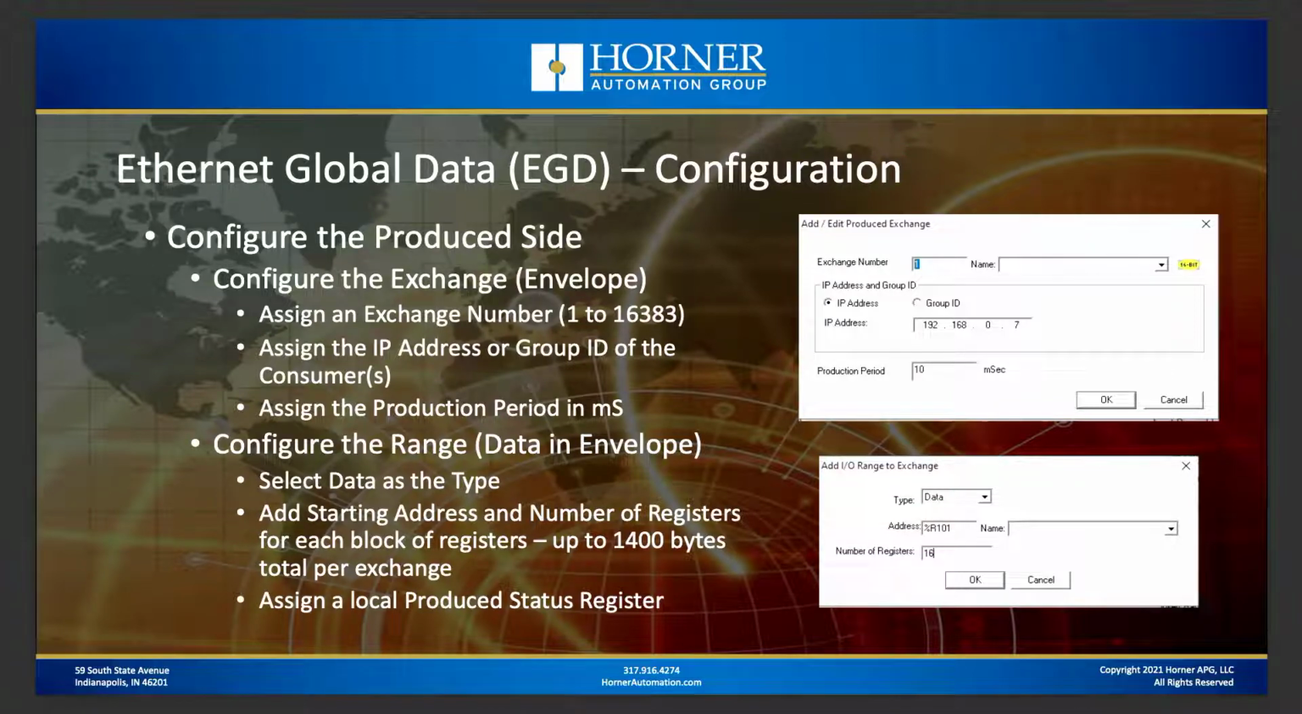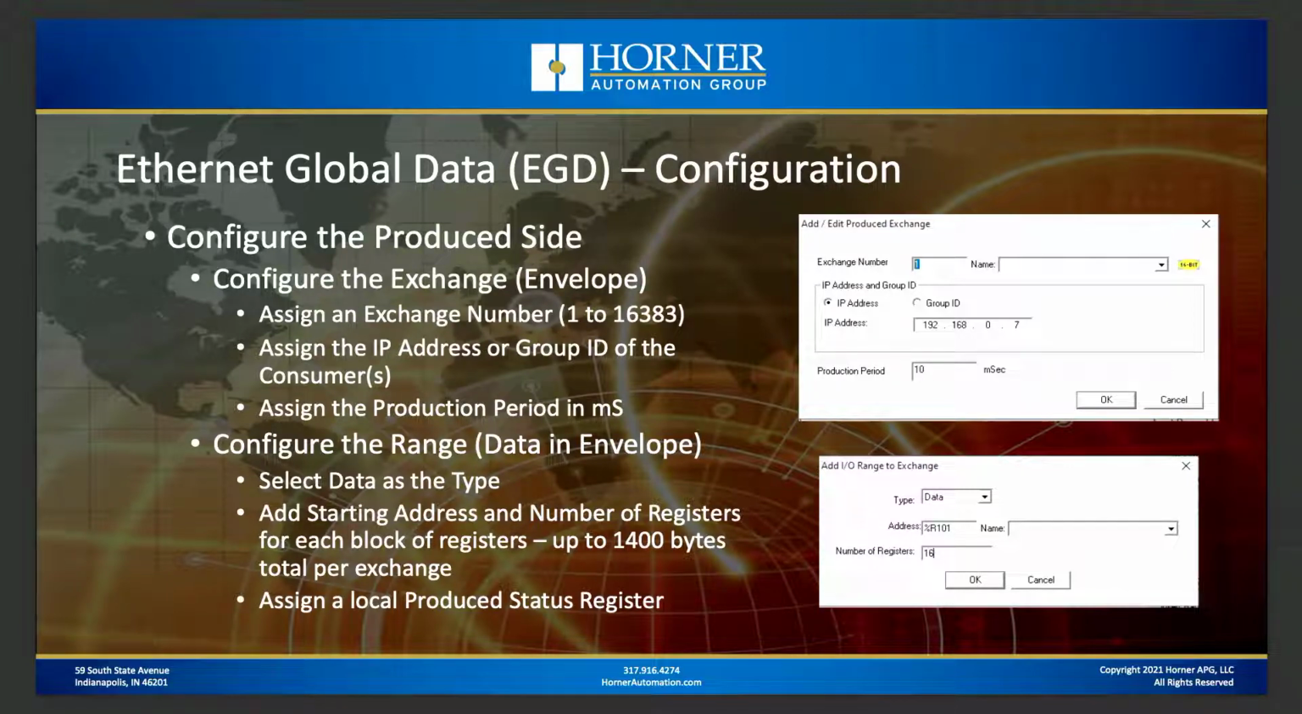So after we've configured the exchange, which is the envelope, now we have to put data inside the envelope. So when we do that in Cscape, we've got a pull down list of what can go inside the envelope. Data is the first thing we need to put in it. So we select data, and then we set the starting address and the number of registers that we want to put inside the envelope. Now today I'm going to be teaching EGD using register-based logic. It works perfectly fine in variable-based logic, but it's just easier to explain in register-based logic. So that's the only reason I'm using that today. It's just for ease of explaining.